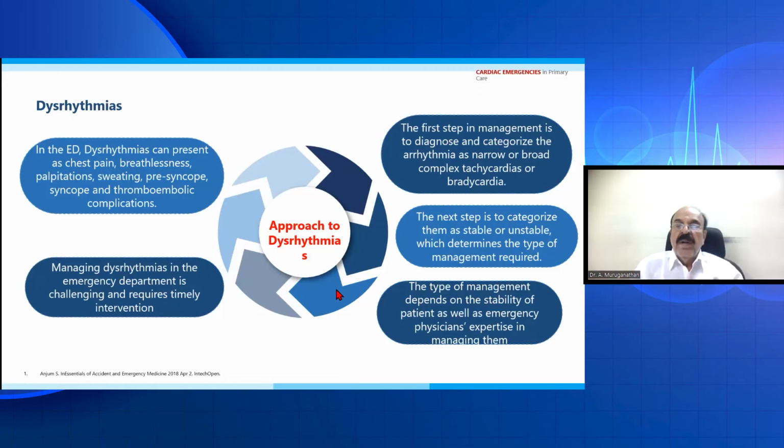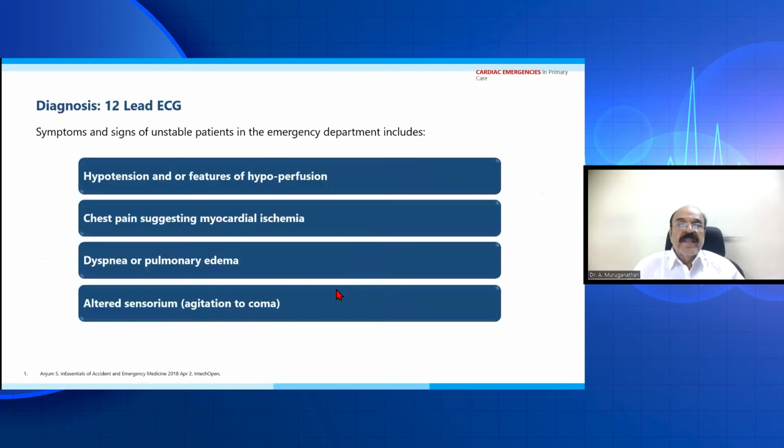Hemodynamically, they are stable or unstable. The type of management depends on the stability of the patient as well as the emergency physician's expertise in managing the situation. Because sometimes you may have to cardiovert, so a defibrillator is a must in any ICU to tackle dysrhythmias.